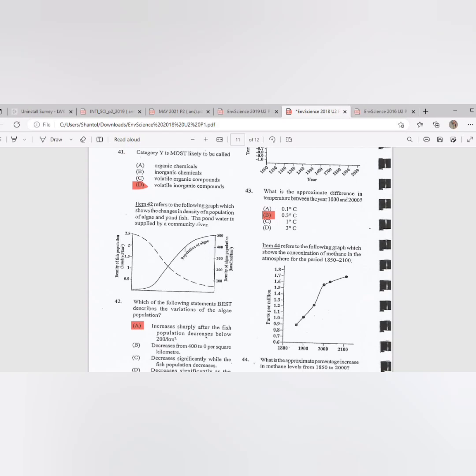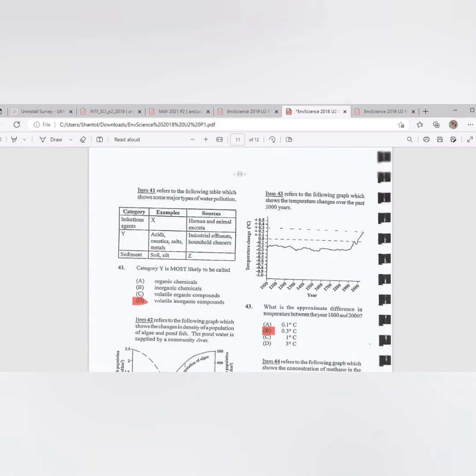Item 42 refers to the following graph, which shows the changes in density of a population of algae and pond fish. The pond water is supplied by a community river. Which of the following statements best describes the variations of the algae population? The answer is A. It increases sharply after the fish population decreases below 200 kilometers per square kilometer.